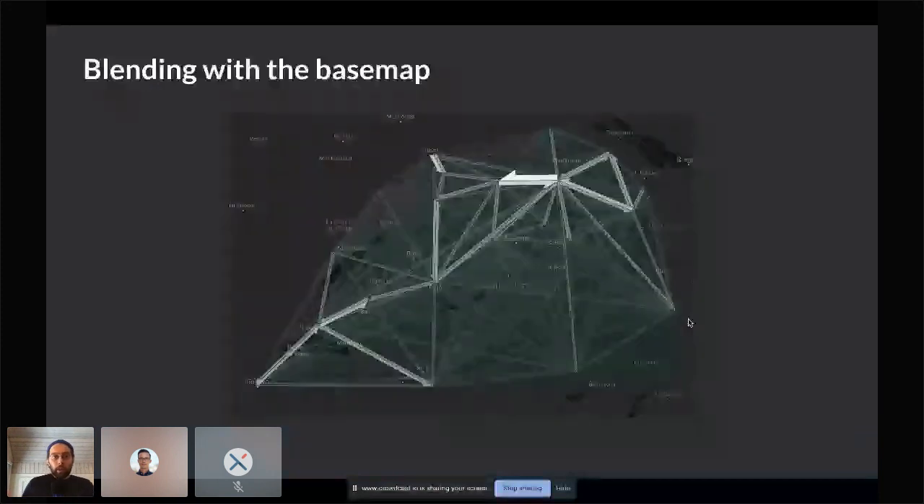Also, it's important that the base map is visible at all times, even if you have many crossing lines drawn over it. So I use a blending technique so that the colors of the base map are blended together with the colors of the arrow, so the map is still readable.